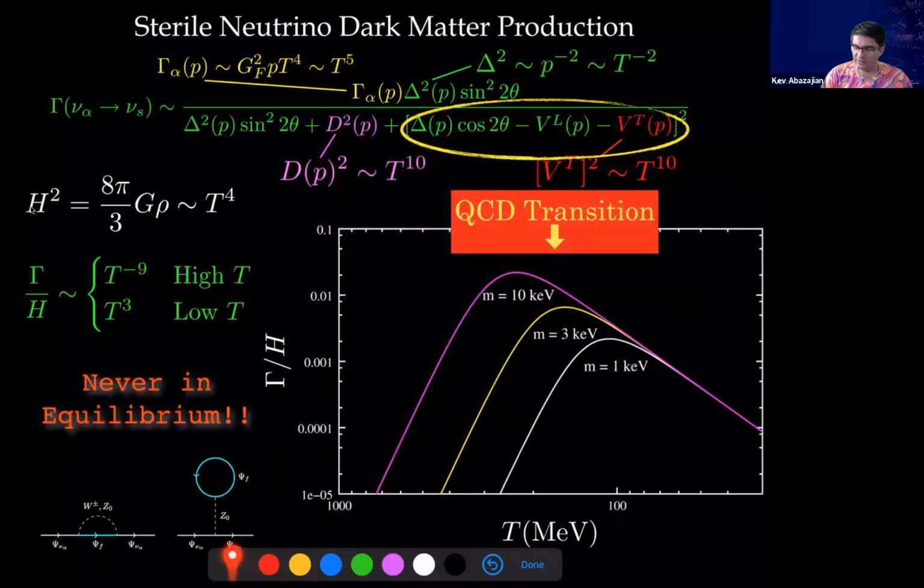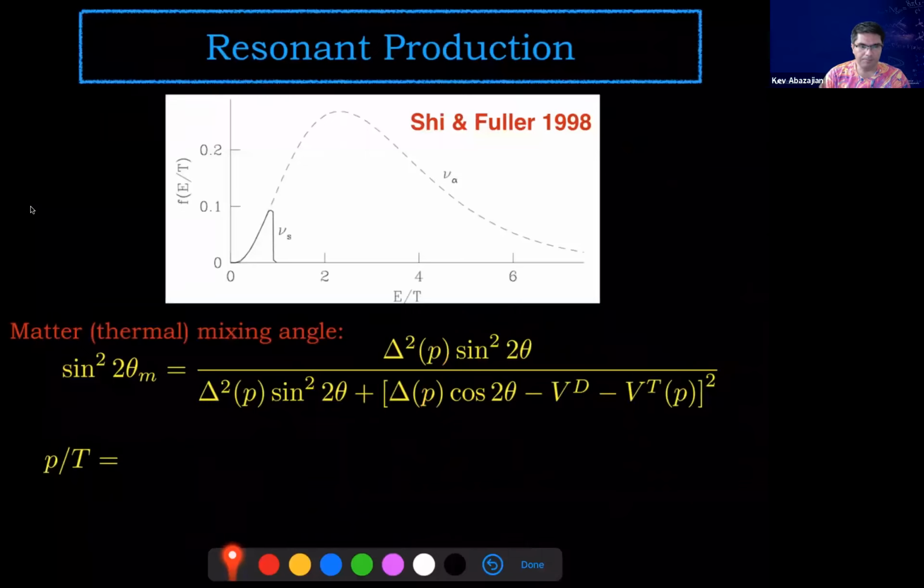Right. So as I mentioned, the QCD transition is here at about 180 MeV. And that affects things quite a bit because the number of degrees of freedom and the background evolution of the plasma are changing rapidly during that interval. So in resonant production, the original Shi-Fuller 1998-1999 paper showed that if you have a Fermi-Dirac distribution for the active neutrinos, the steriles would be populated in the low momentum regime of that distribution due to the resonance proceeding from low momentum to high momentum, as we showed yesterday.